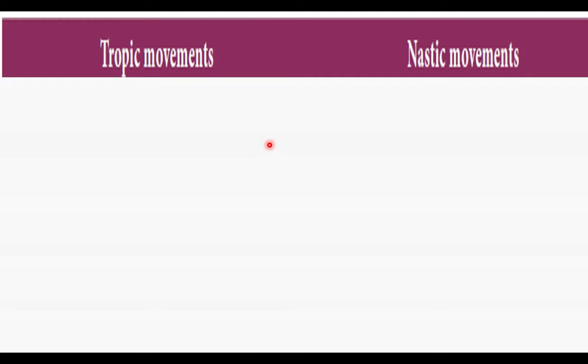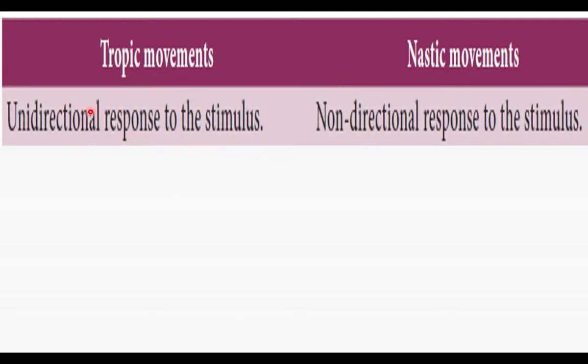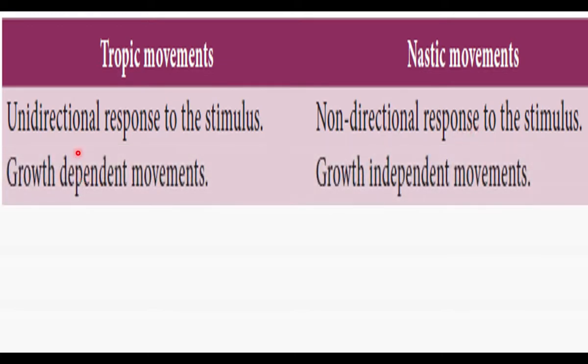So we can easily distinguish between tropic movements and nastic movements. Tropic movements are unidirectional response to the stimulus. Example, the shoot system grows towards light. Nastic movements are non-directional response to the stimulus. The response is not towards any direction. Tropic movements are growth-dependent movements. In phototropism, the shoot system grows towards light, so growth takes place. Nastic movement does not involve growth.